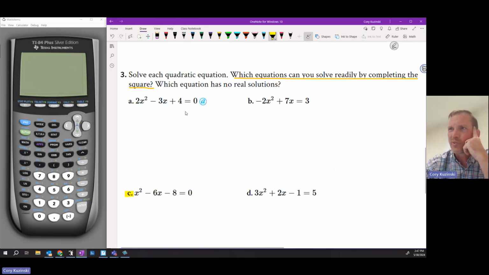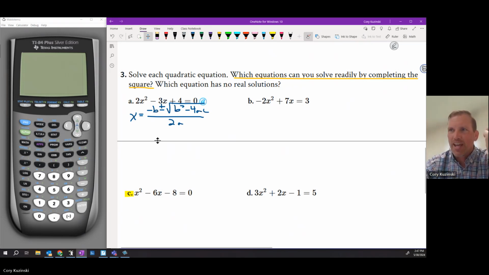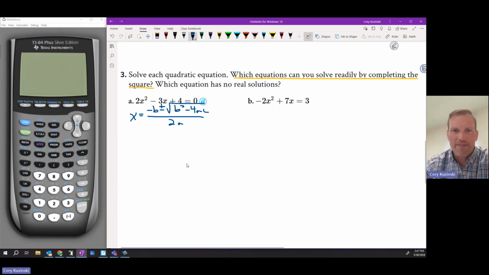Which one has no real solutions? We'll get to that when we get to it. For this first one, I'm going to use the quadratic formula. X is negative b plus or minus the square root of b squared minus 4ac all over 2a. If I'm using an algebraic method, I could graph it to check it. But if I'm using an algebraic method like factoring or square roots or completing the square, I'm going to use the quadratic formula here.